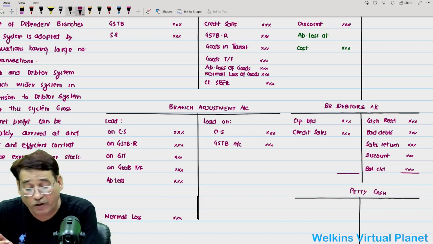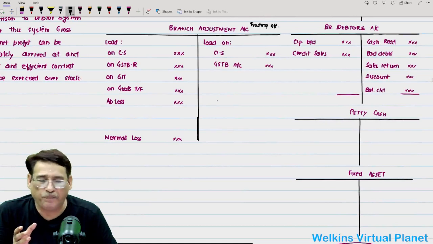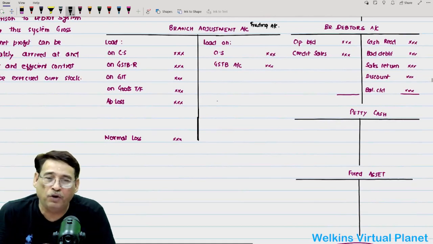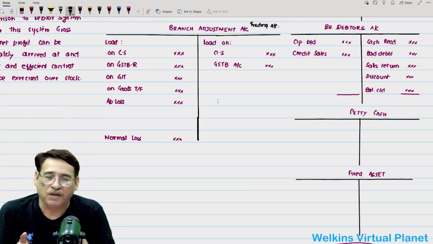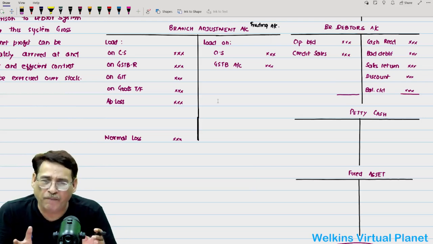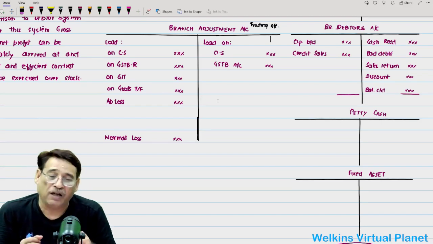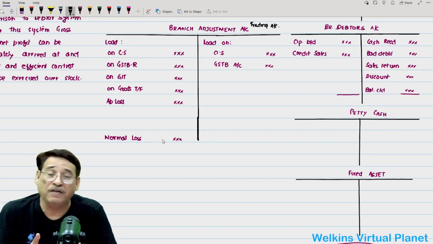So branch adjustment account, as I told you, is a sort of trading account. And trading account basically takes into account normal happenings of your trade. For example, normal happenings of your trade are sale of goods, purchase of goods, direct expenses, etc. These are normal happenings. So that is the reason normal loss is put in complete amount to the debit side of trading account or branch adjustment account, as we would say, because it is considered as a normal phenomena.